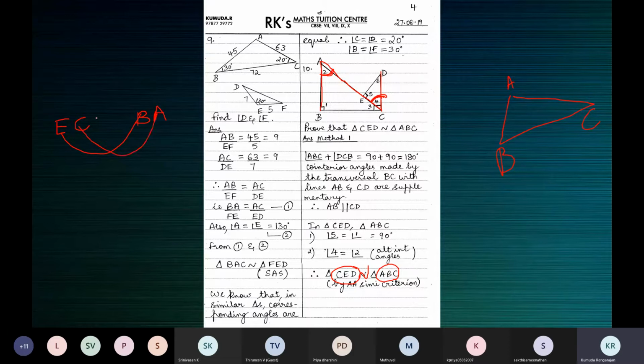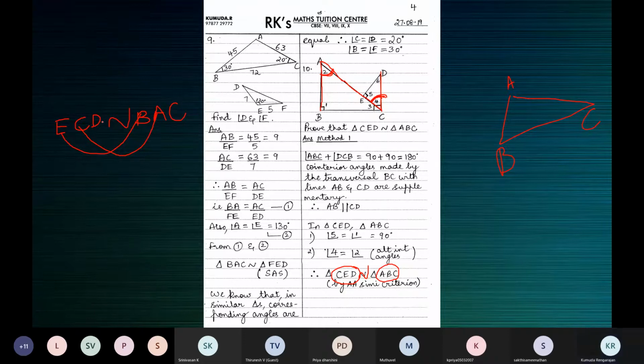So then the third vertex. Which is the third vertex of the small triangle? D. And which is the third vertex of the big triangle? C, ma'am. So ECD is similar to BAC. Can also be written as CED, the second letter, the first letter, and then the third letter.